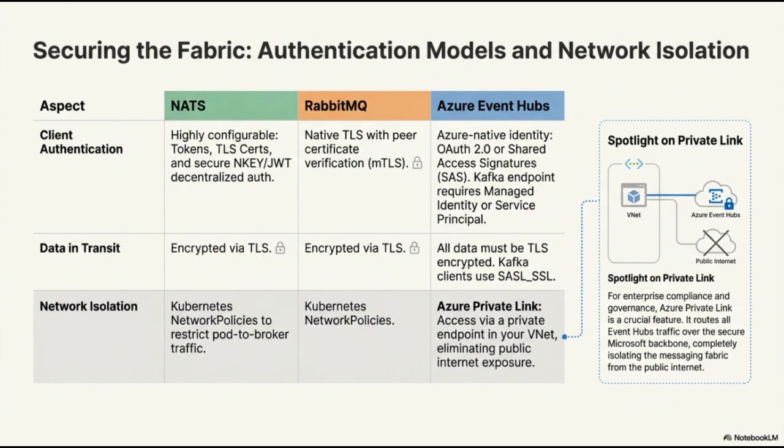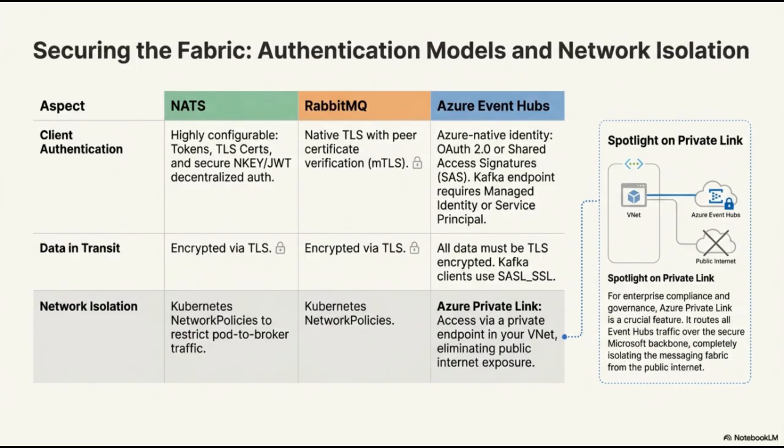Moving to data in transit, all three platforms ensure that communication is encrypted via TLS. Specifically for Azure Event Hubs, Kafka clients are required to use SASL SSL to maintain this encrypted state. Regarding network isolation, both NATS and RabbitMQ typically rely on Kubernetes network policies to restrict traffic between pods and brokers. Azure Event Hubs, however, provides a specialized feature called Azure Private Link.